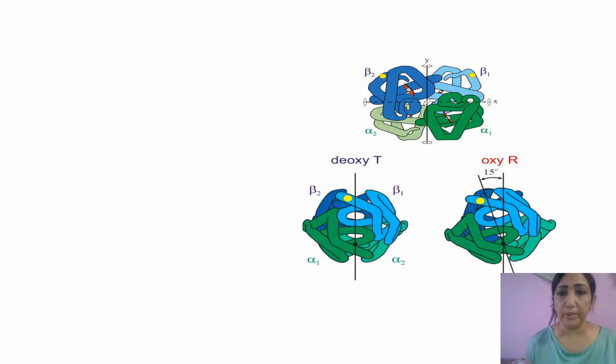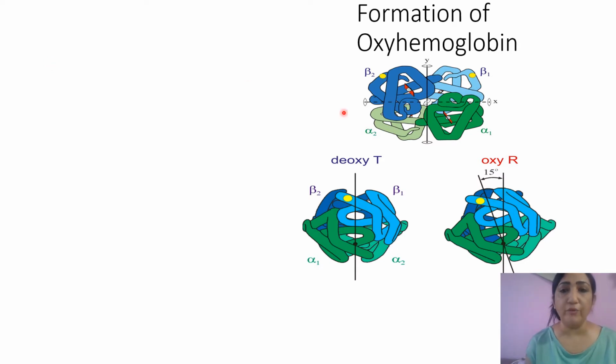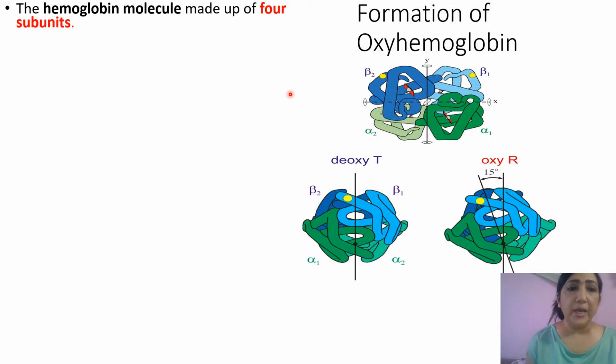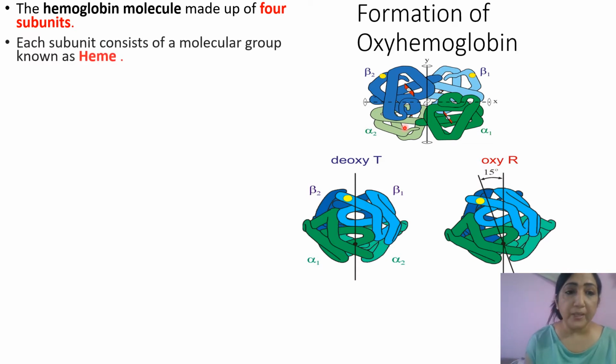Now, how hemoglobin binds with oxygen and what change happens when it binds with oxygen. So, formation of oxyhemoglobin, step by step, we are going to discuss. First, the hemoglobin molecule is made up of 4 subunits. These are the 4 subunits, and each contains a heme molecule which has a ferrous iron which is going to bind with the oxygen. Now, each subunit consists of the molecular group known as a heme.